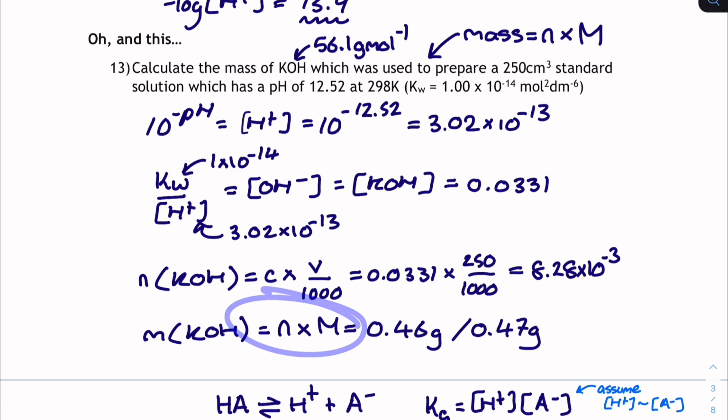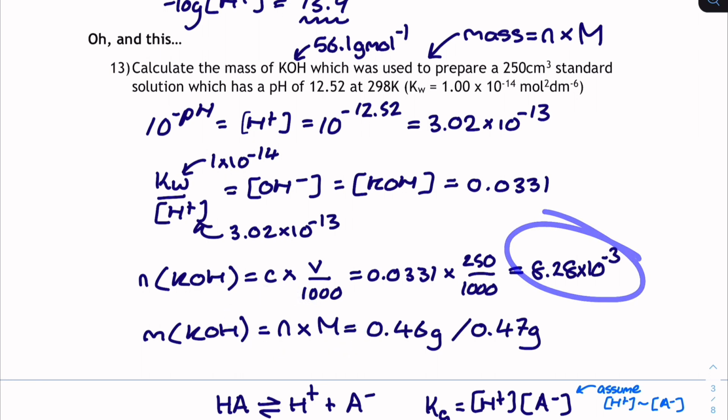So that's going to be the mole value from here, units for that are mol, and that's going to be multiplied by 56.1, the molar mass of the potassium hydroxide, and it will either give me an answer depending on whether you rounded to 3 significant figures throughout or whether you left it on your calculator screen, equal to 0.46 grams or 0.47 grams.